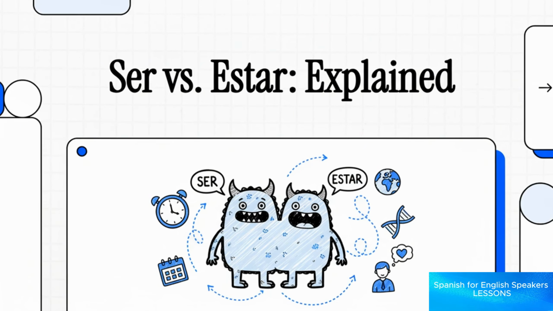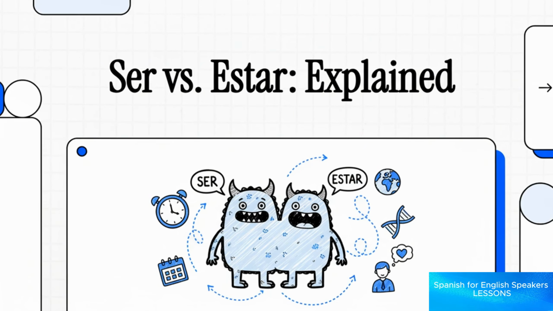Here's how simple this can be. Just think of ser for the essence of something. Its permanent, built-in qualities. It's what something truly is. Estar, on the other hand, is for its state, how it's doing, its temporary condition, or where it's located. It's all about how or where something is in this moment.